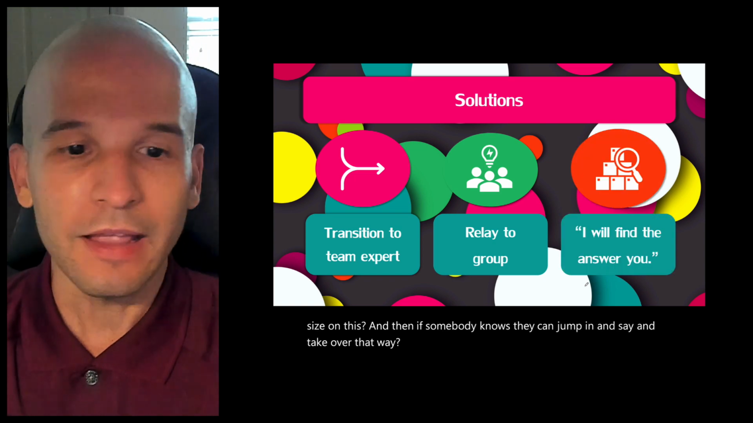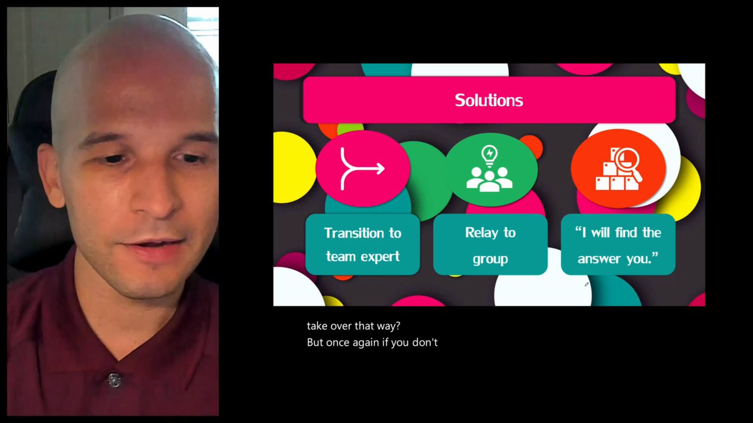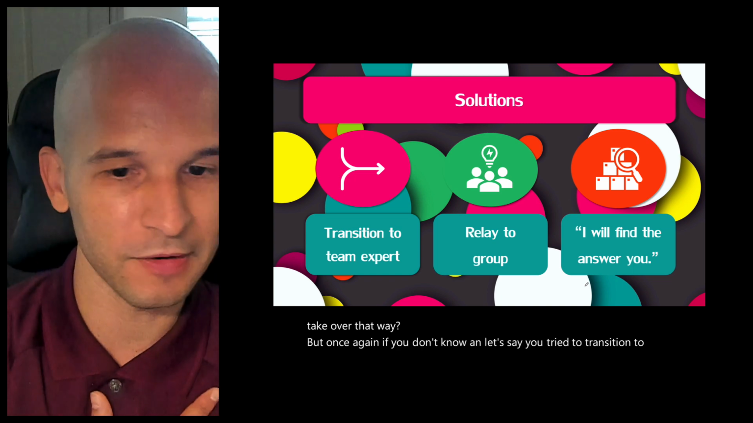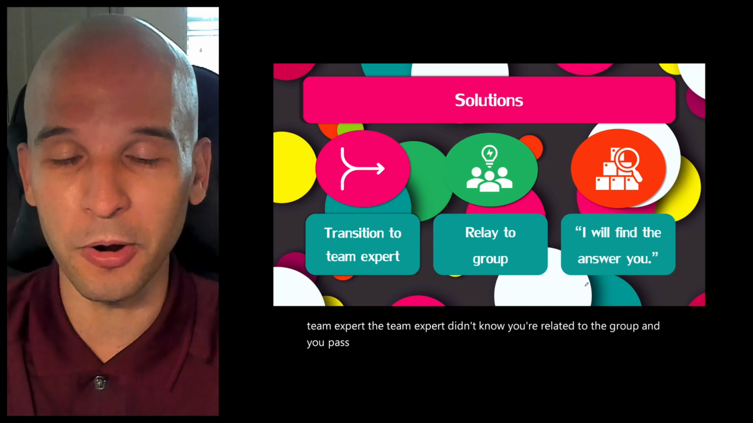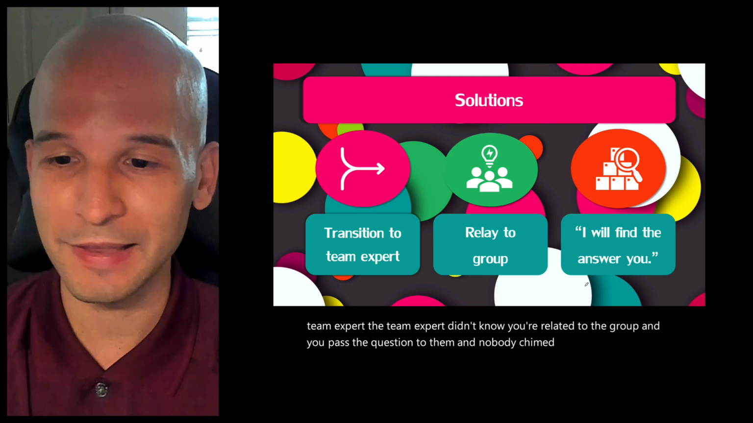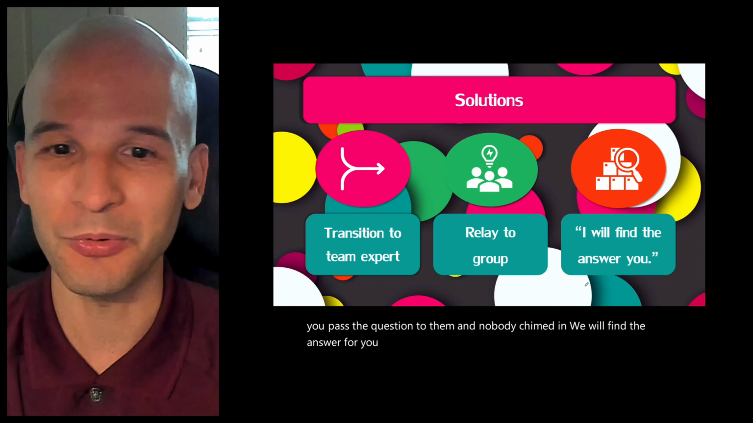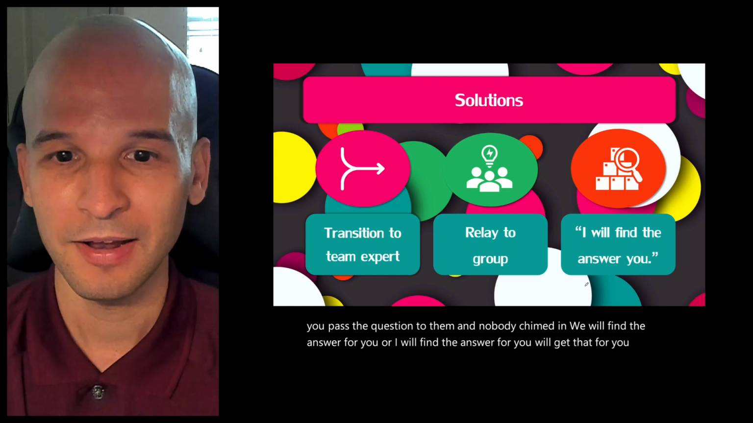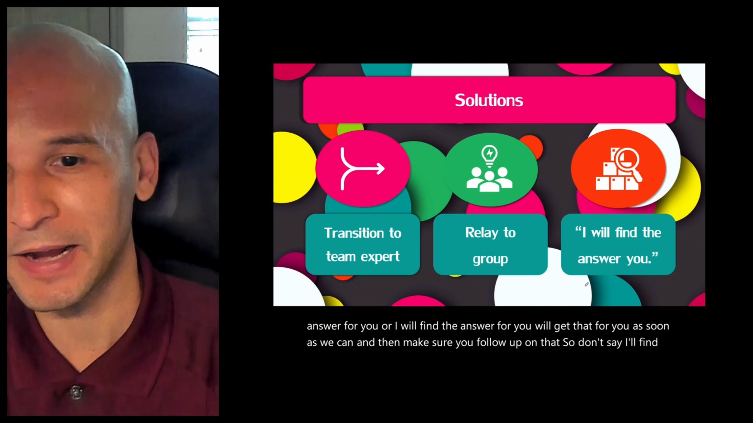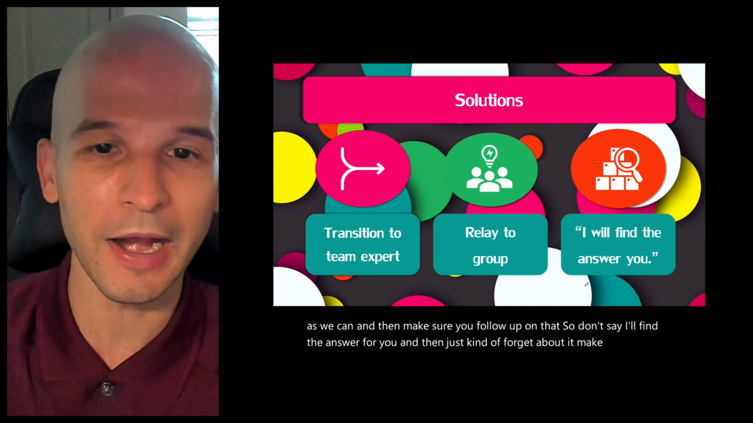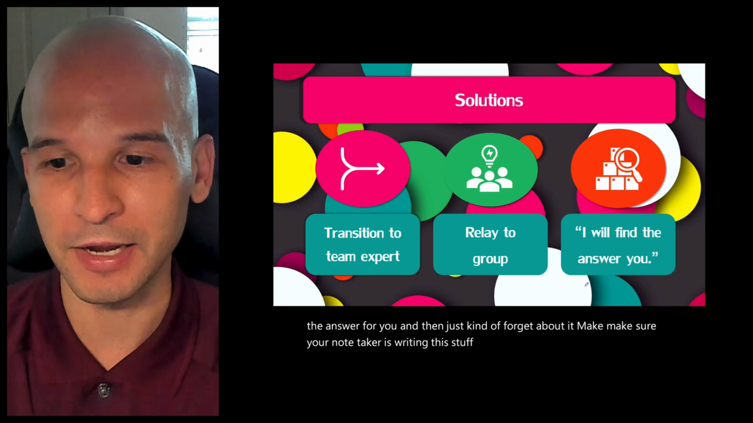But once again, if you don't know, and let's say you tried to transition to a team expert, the team expert didn't know. You relay to the group and you pass the question to them and nobody chimed in. We will find the answer for you, or I will find the answer for you. We'll get that for you as soon as we can. And then make sure you follow up on that. So don't say I'll find the answer for you and then just kind of forget about it. Like, make sure your note taker is writing this stuff down and then offering it.